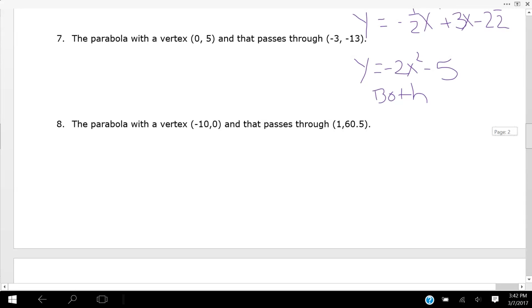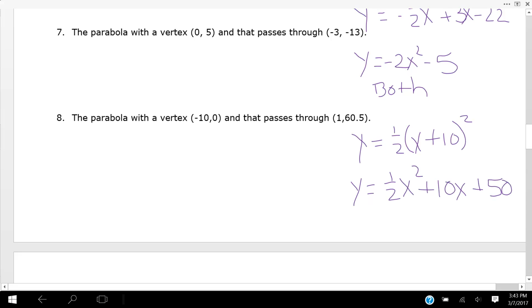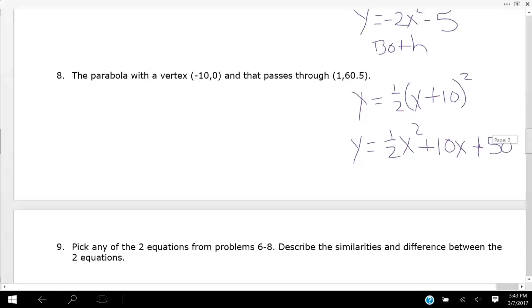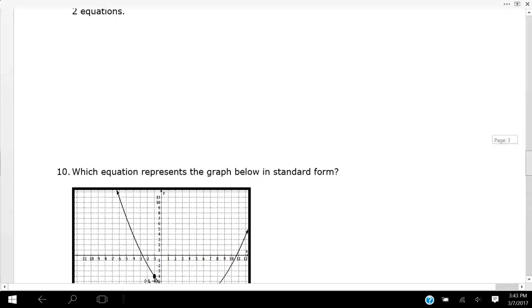And then number 8, hope you work these out. I have y equals 1/2 x plus 10 squared. Y equals 1/2 x squared plus 10x plus 50. All right, make sure you put a note right there if you have any questions, because I am not going to work those out for you, but I will if you have questions. But I need to see work so I can give you extra points.